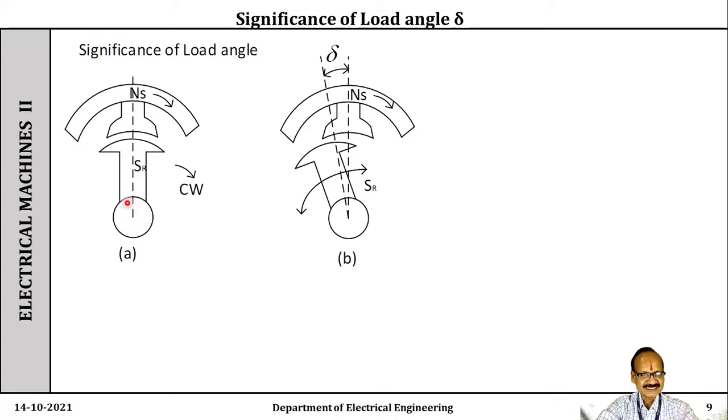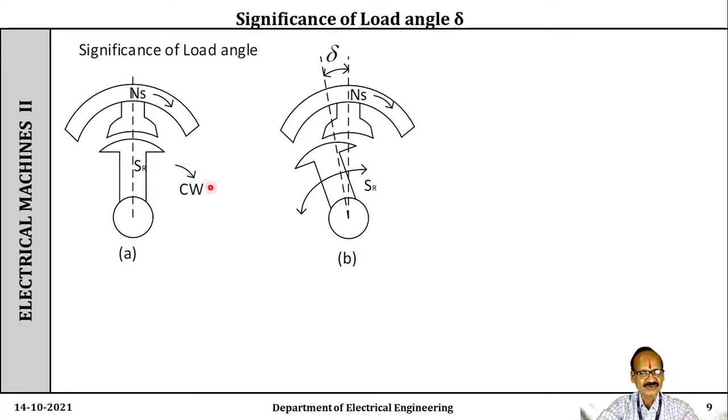So in this case, this one is the rotor, and this is the rotor pole. For simplicity, we have considered only one stator pole and one rotor pole. This one is the stator north pole and the rotor south pole is considered. When a three-phase supply is fed to the stator winding, that is the armature winding, it produces a rotating magnetic field. Say it is rotating in a clockwise direction.